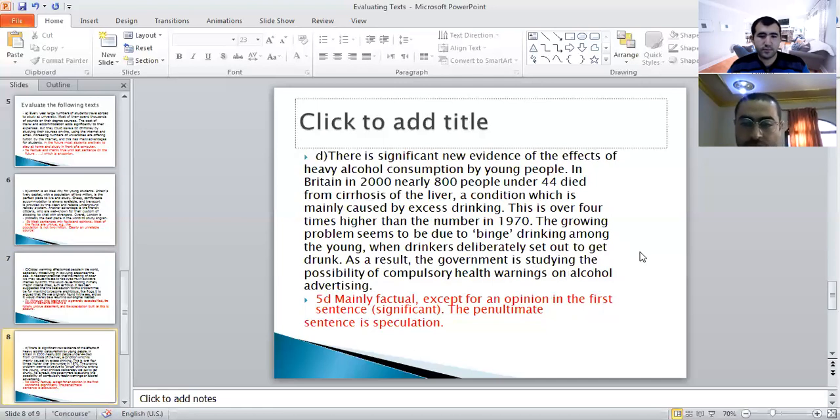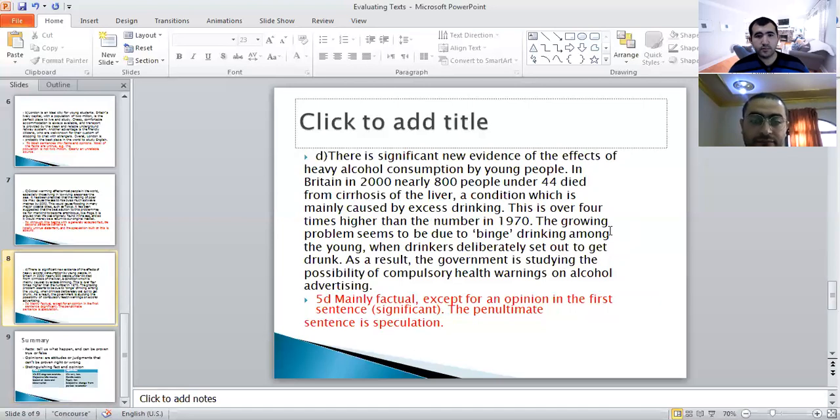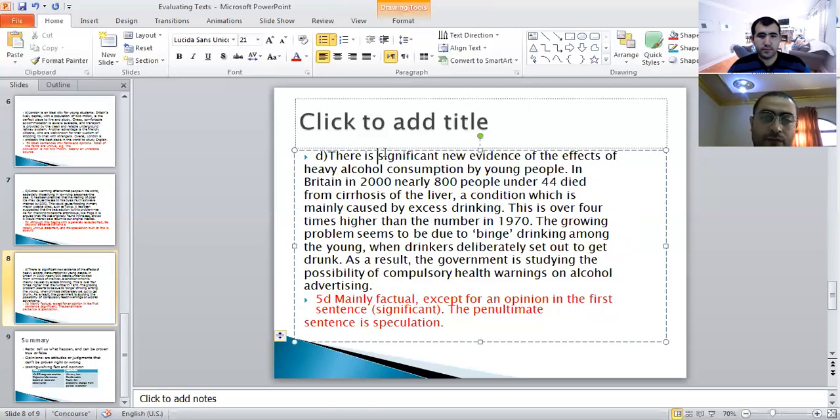When we look at this text, it is mainly factual, except for an opinion in the first sentence: significant. Can you notice the word significant here? It's like huge. It's significant, it's important. This is the writer's point of view.